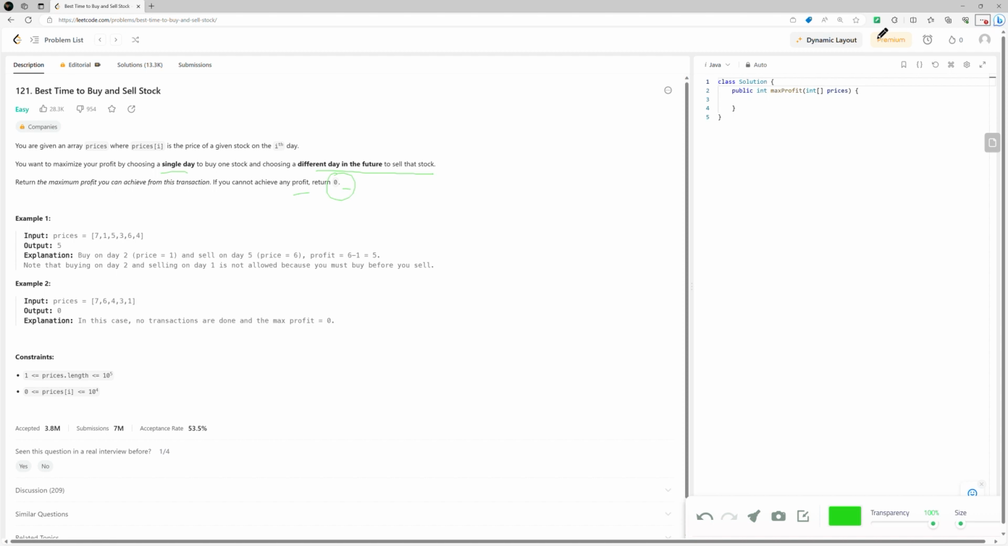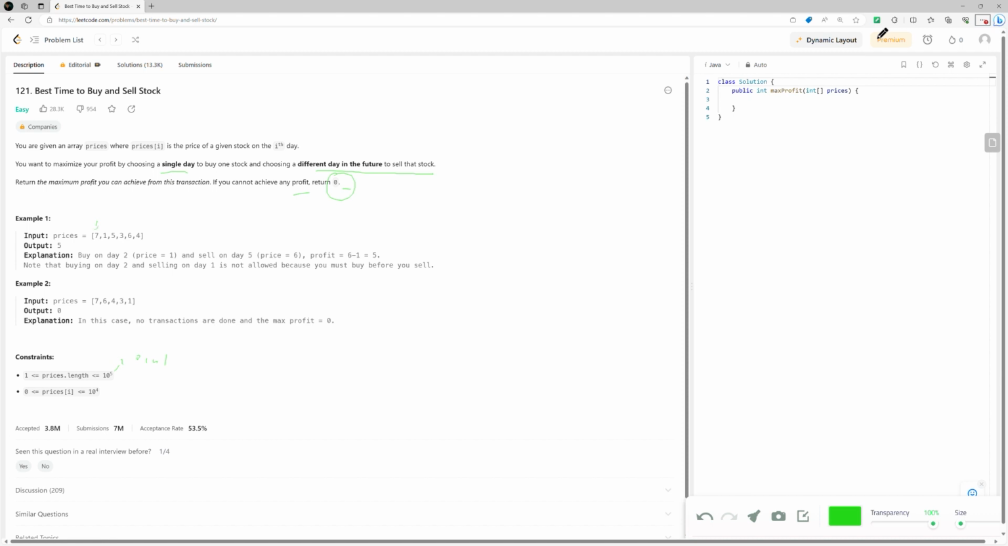Now the constraints are also the length of the prices array that you are getting. Here they are from 1 to 10 to the 5th. So we are looking for a linear time complexity algorithm, and the prices are ranging from 0 to 10 to the 4th.